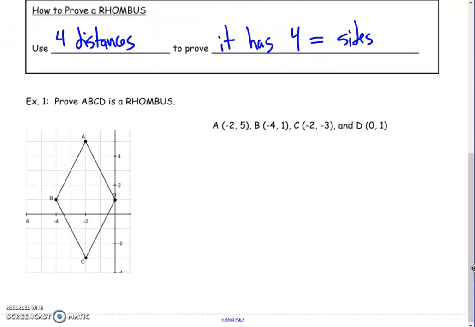Prove ABCD is a rhombus. It doesn't matter where we start here. We don't have to match up opposite sides because we know all 4 of them are going to be the same. It'll get a little bit repetitive, but remember, because it's a proof, we have to show all of our work. So I want the distance from A to B. I'll just start there.